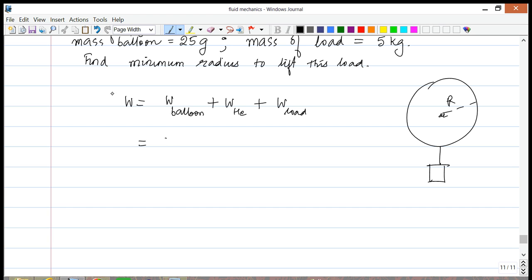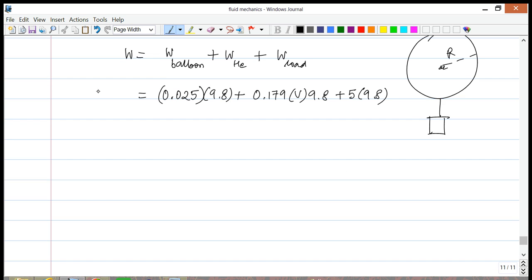The weight of the balloon is going to be nothing but the mass of the balloon, which is 25 grams, so you divide by 1,000, that gives you 0.025, multiplied by 9.8, plus the weight of the helium, which is the density of the helium, 0.179, times the volume of the helium times 9.8, and the weight of the load is going to be 5 times 9.8. Great, we have these numbers. Now we can simplify this, but I'm just going to leave it alone for now.